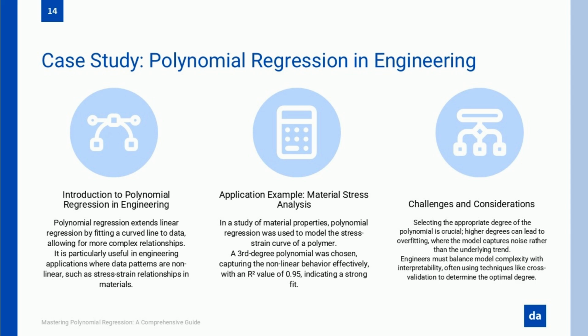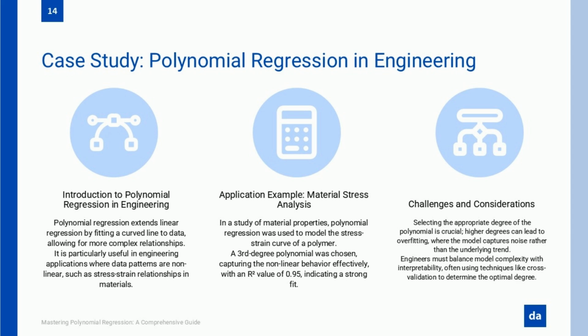Many heat-related processes follow nonlinear relationships, making polynomial regression an effective tool for understanding and optimizing thermal performance. For example, in electronics cooling, engineers use polynomial models to analyze how heat spreads across circuit boards, ensuring that components remain within safe temperature ranges.